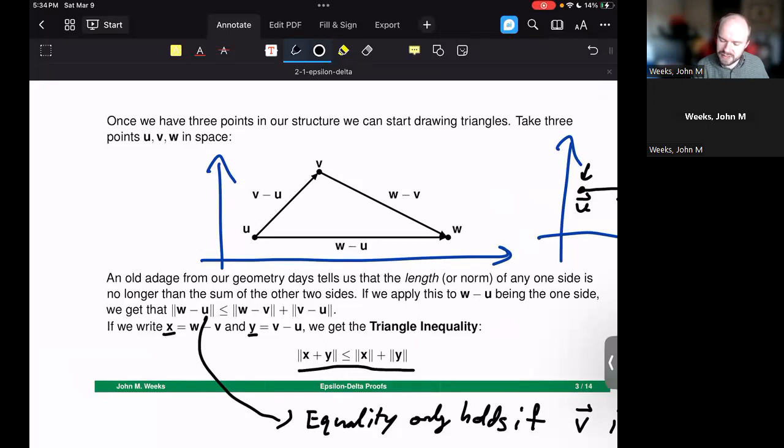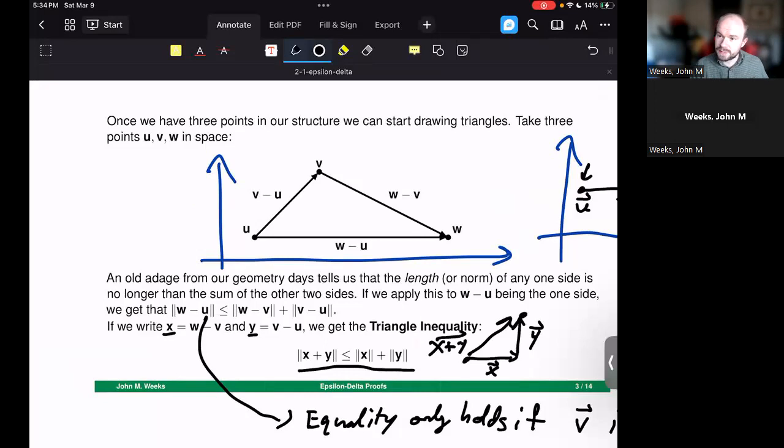Right. You can also think of this as kind of like a triangle here. You've got the vector x here, you've got the vector y, and you're looking at x plus y as taking the tail end of the first vector and connecting it to the head end of the second vector. And that gives us x plus y.